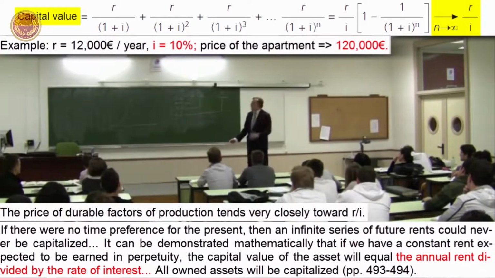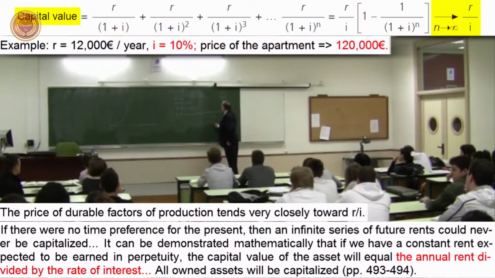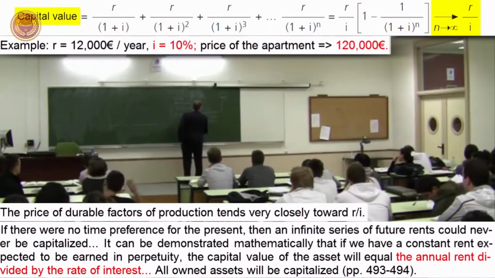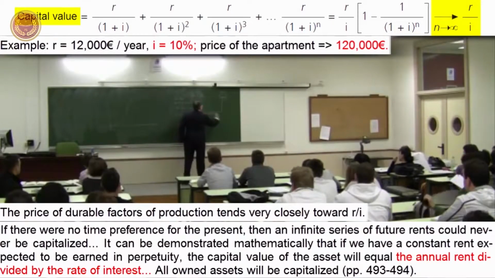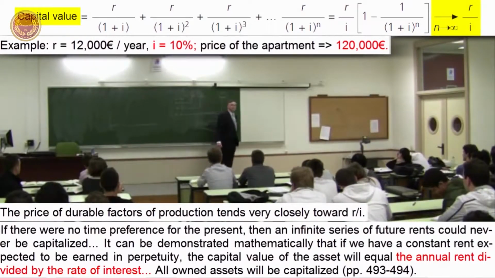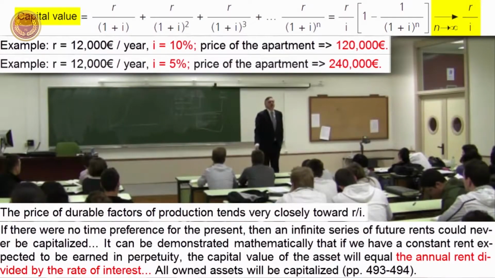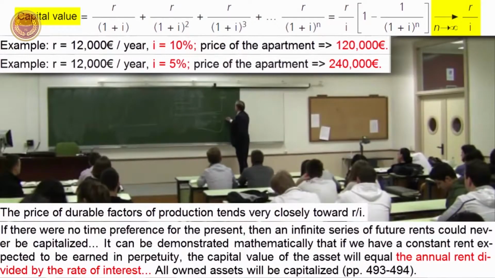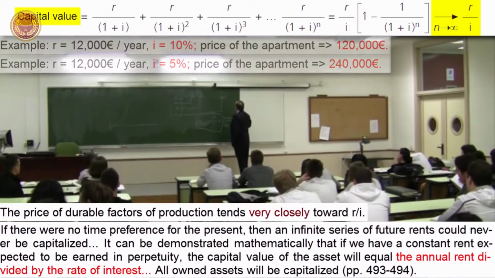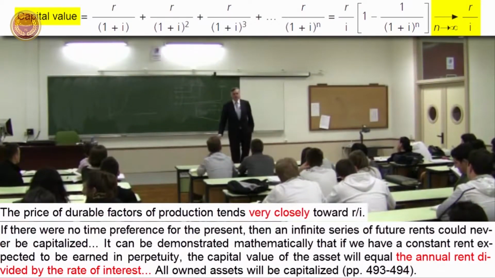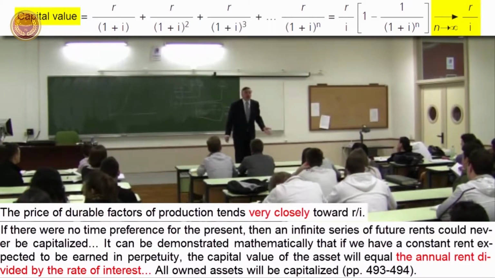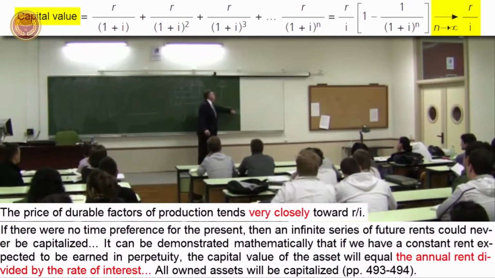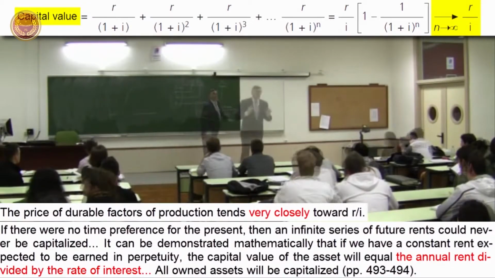For example, if an apartment yields an annual rent of 12,000 euros and the interest rate is 10%, today the apartment will tend to be worth 120,000 euros. And if the interest rate drops to 5%, 0.05, the present value doubles and is equal to 240,000. If the interest rate rises, the present value falls. This rule is not accurate for non-durable capital goods, but for durable capital goods it tends to be. Future returns tend to have a very low present value, because when we discount them by the interest rate, their value drops significantly.